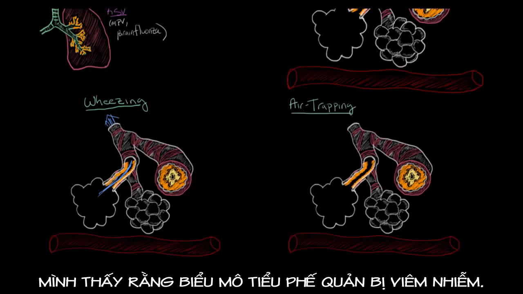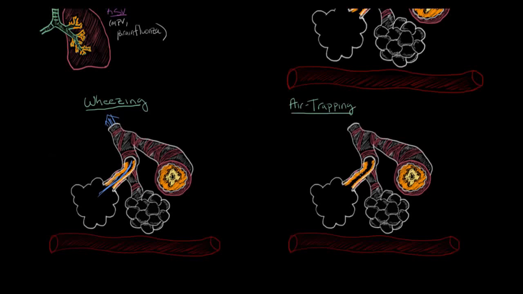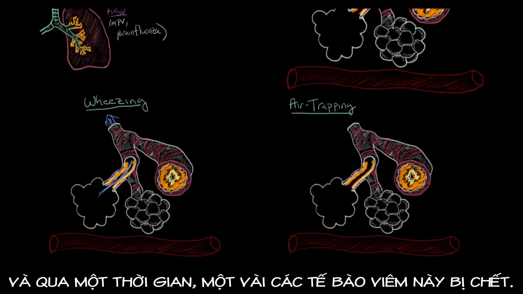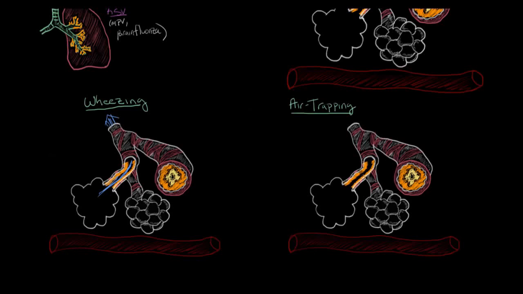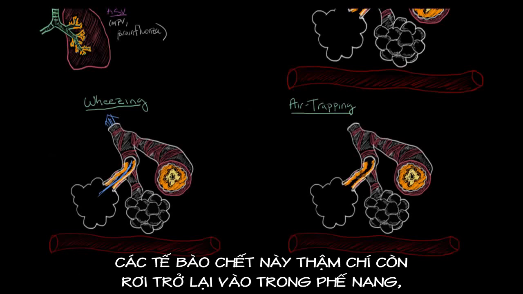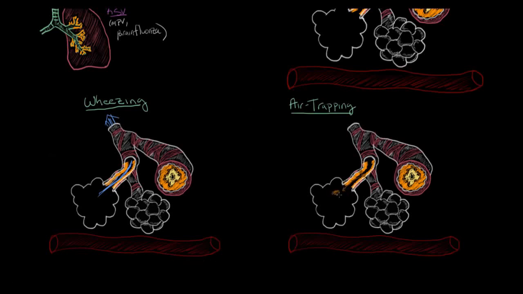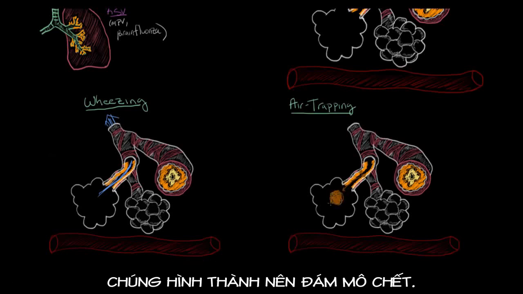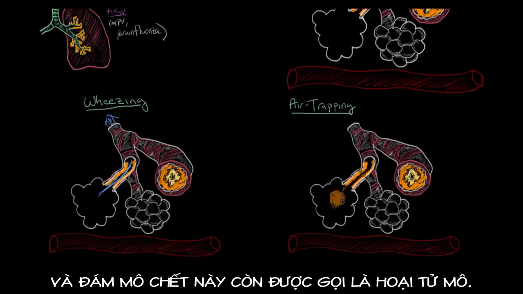Alright, so I mentioned that the epithelium of the bronchiole becomes inflamed and infected. And over time, some of these inflamed cells can die. Let me just draw these in as kind of dying cells. And these dying cells actually fall back into the alveoli, and they just form this mass of dead tissue. And this mass of dead tissue is also known as necrotic tissue.